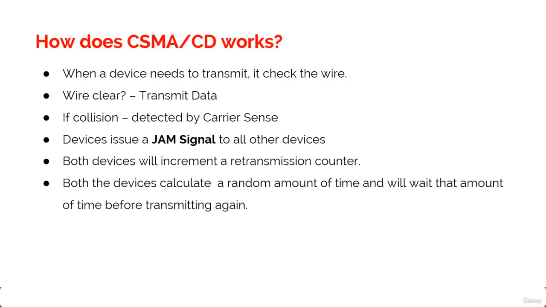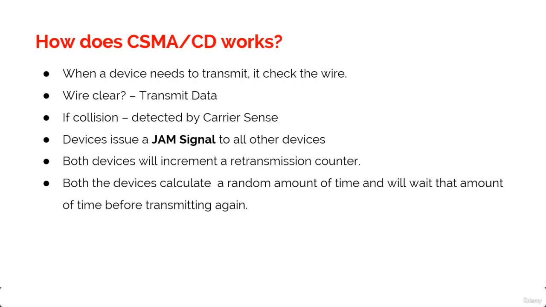Now, the first step is when a device needs to transmit, it checks the wire. If a transmission is already under way, the device can tell. This is called carrier sense. Now, why did I use the word wire? Because in this contention method, the medium is actually the wire, whereas in the CSMA CA method, the medium was the wireless medium.